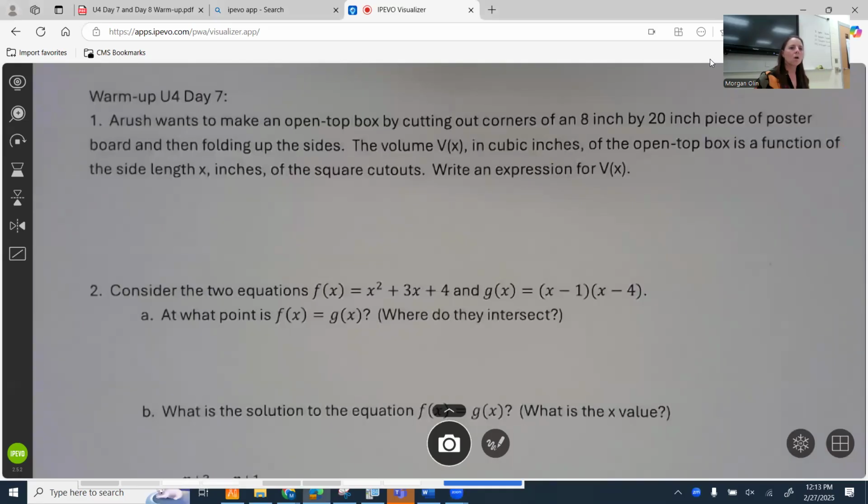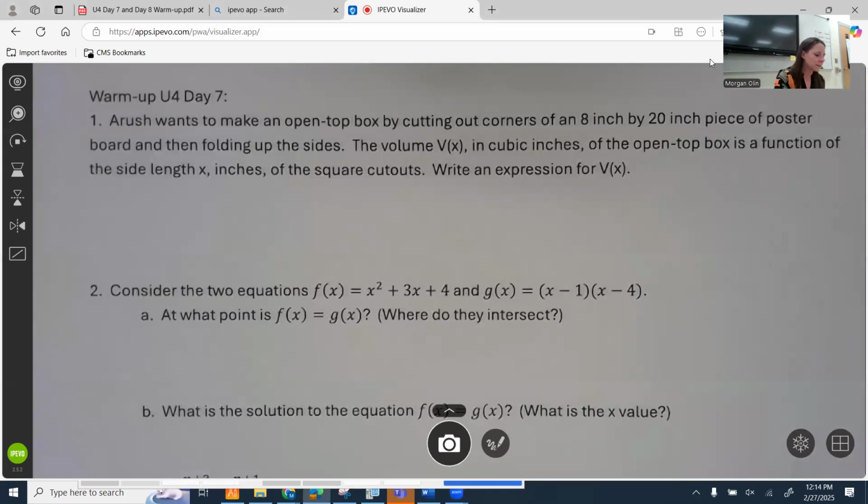All right, Arush wants to make an open top box by cutting out corners of an 8-inch by 20-inch piece of poster board, then folding up the sides. The volume V of X in cubic inches of the open top box is a function of the side lengths X, inches of the square cutouts. Write an expression for V of X.